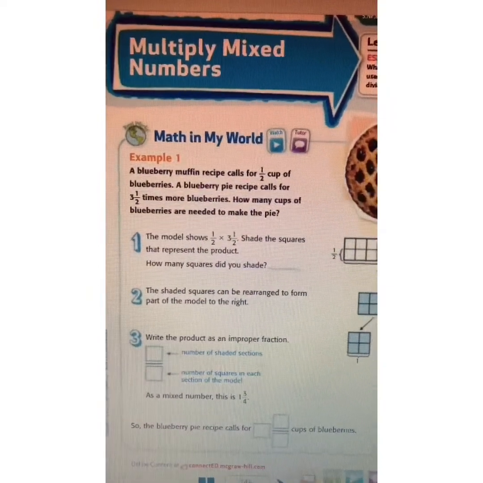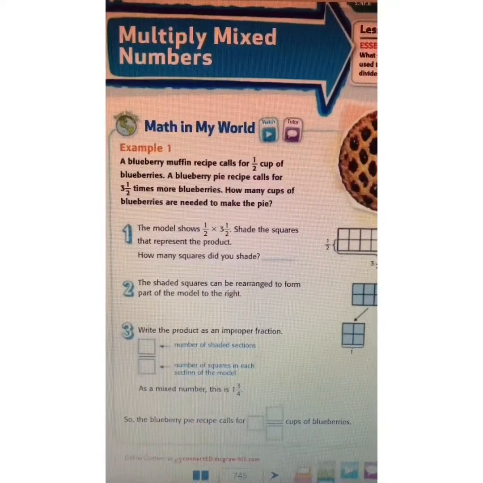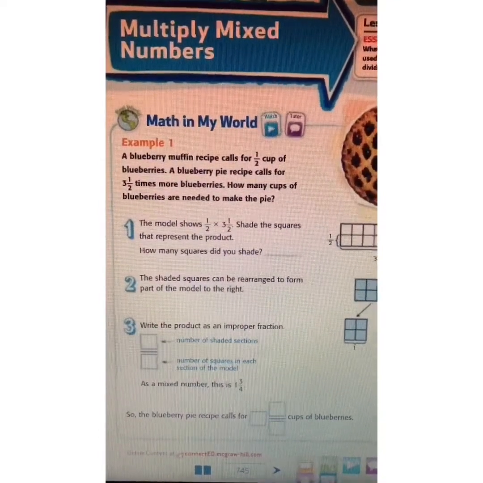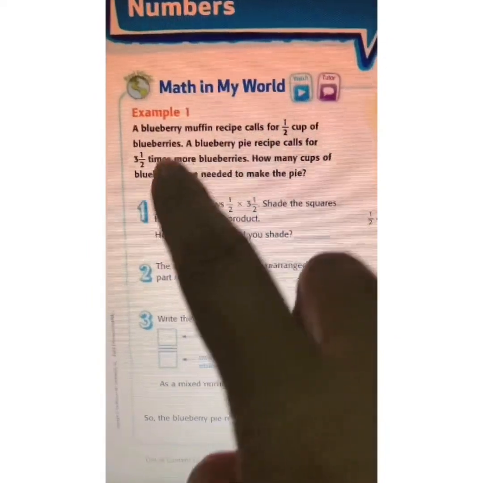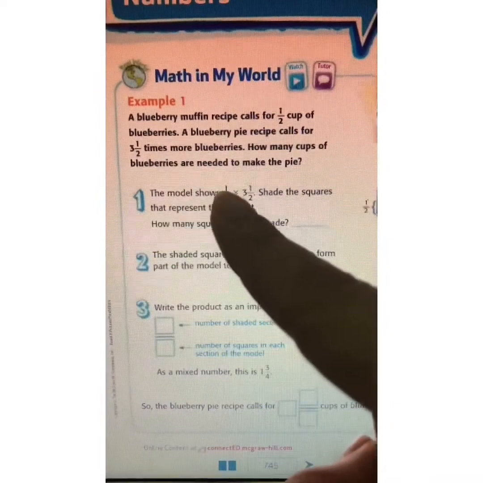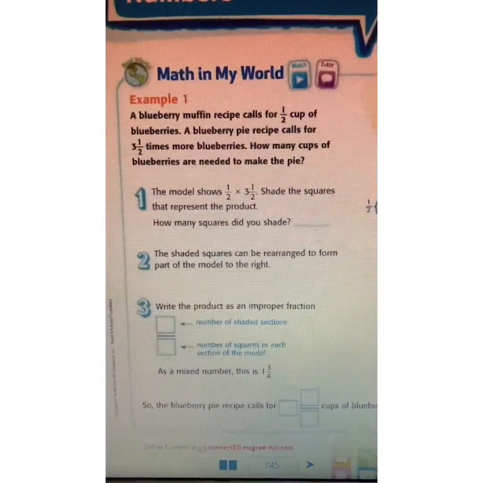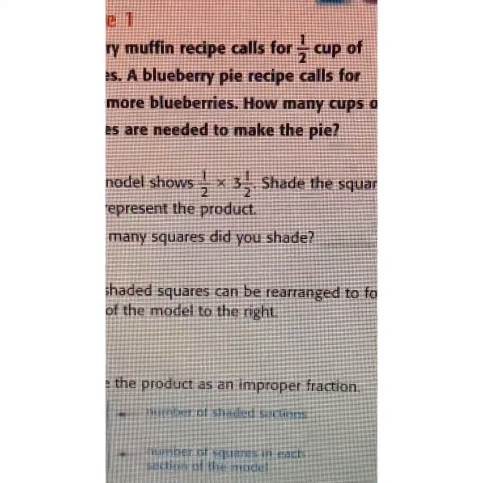A blueberry muffin recipe calls for 1/2 cup of blueberries. A blueberry pie recipe calls for 3 1/2 times more blueberries. How many cups of blueberries are needed to make the pie? So what we will do is multiply 1/2 by 3 1/2. I'll be using the board to solve it.